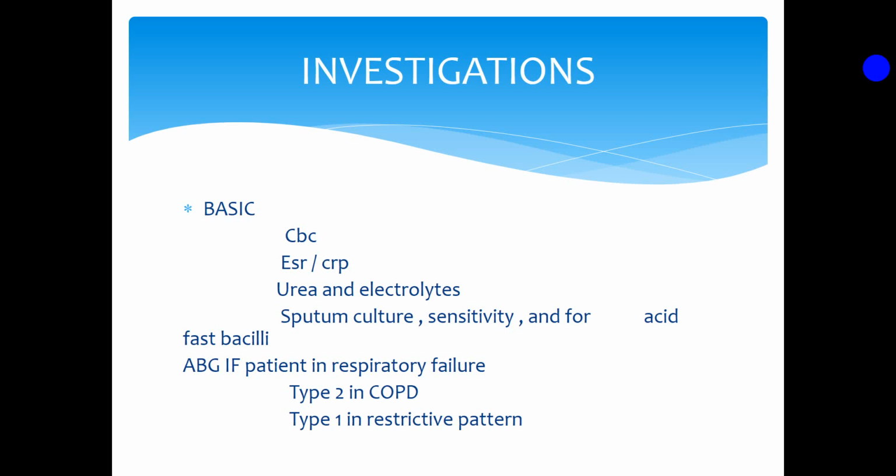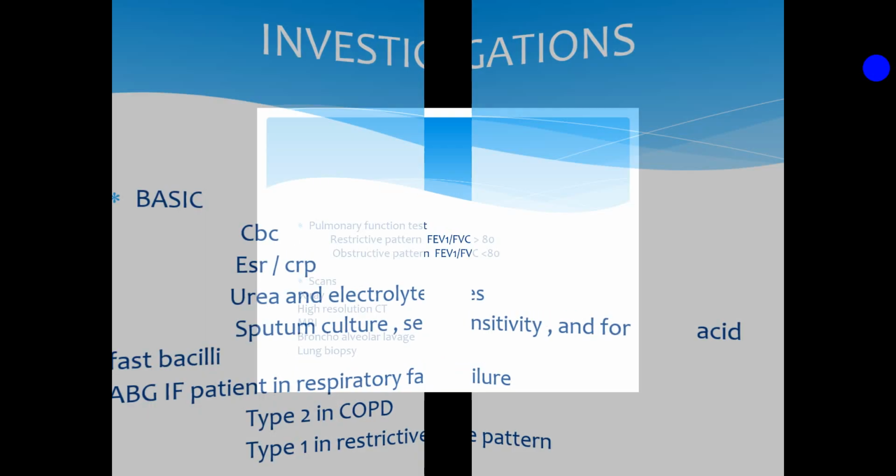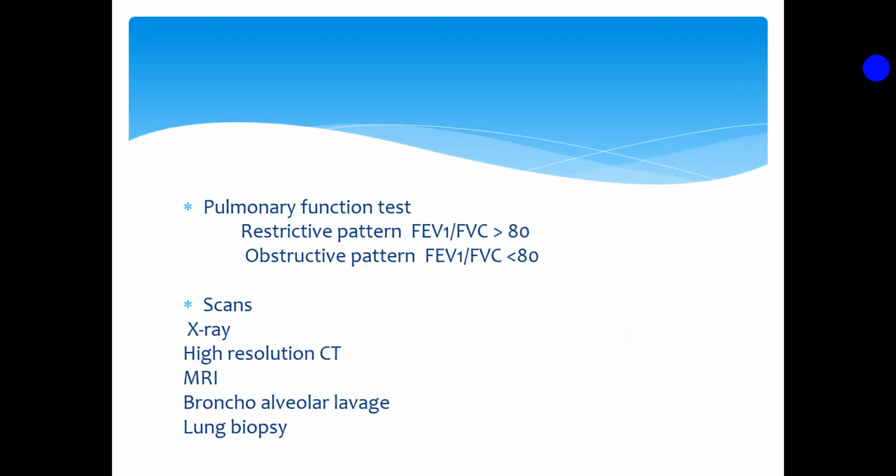and for acid-fast bacilli. You will do ABG if the patient is in respiratory failure to look for type 2 respiratory failure in chronic obstructive pulmonary disease and type 1 respiratory failure in restrictive pattern. And we will do pulmonary function tests, in which forced expiratory volume in 1 second over forced vital capacity will be more than 80 in restrictive pattern and will be less than 80 in obstructive pattern.